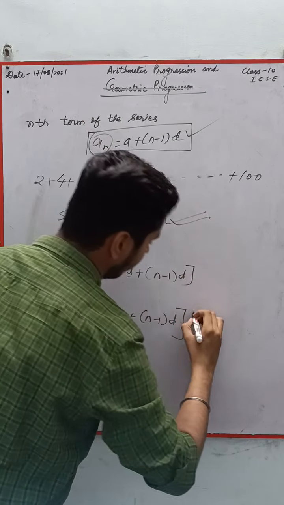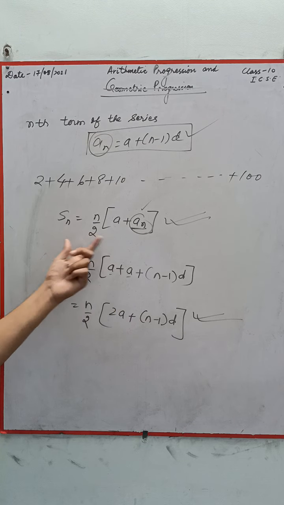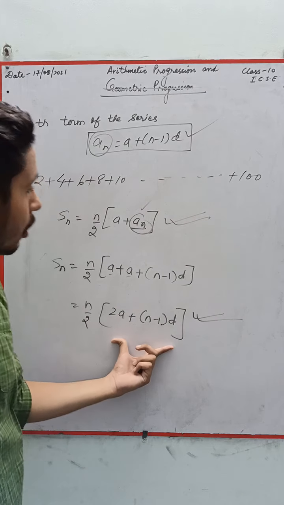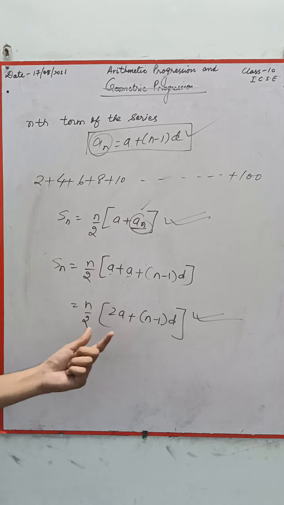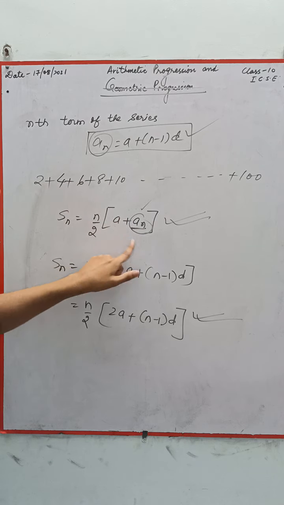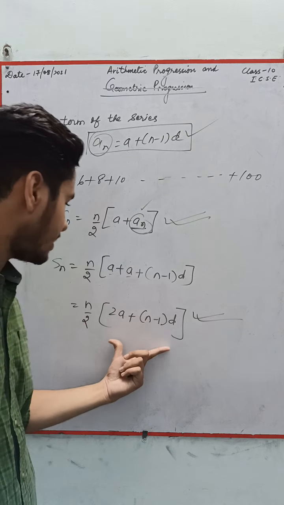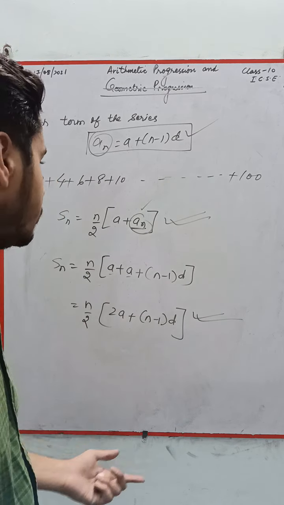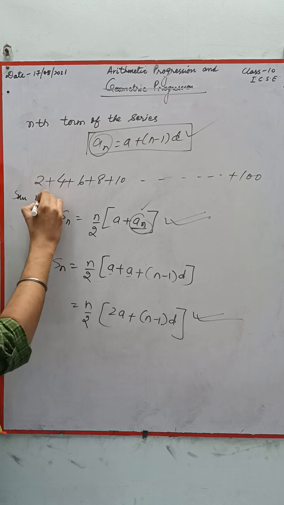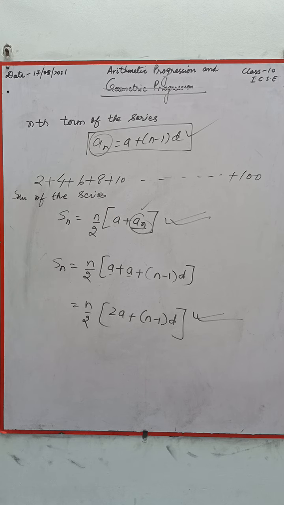So you have two formulas of Sn which you have to write in your fair copy. One formula is this and another formula is this. According to the need we will apply the formula. If we have the value of n, and we have a and an, we can directly use this formula. Otherwise this is the evergreen formula which you can use. So that is the sum of the series formula. Write all these things in your fair copy, in the basic part.